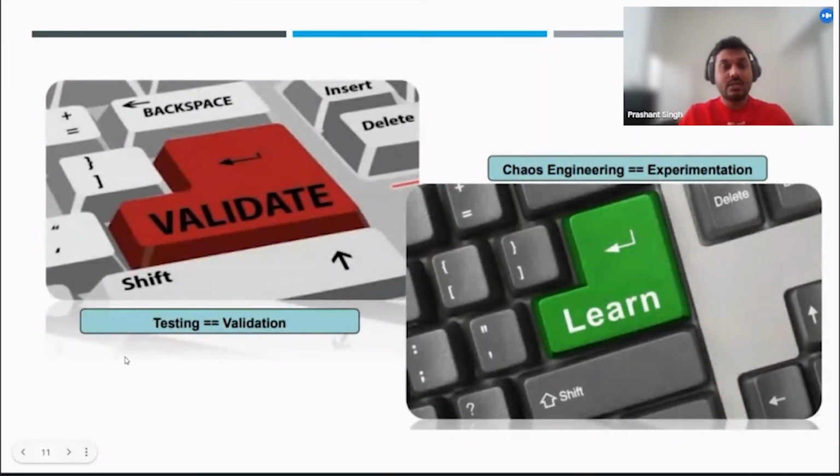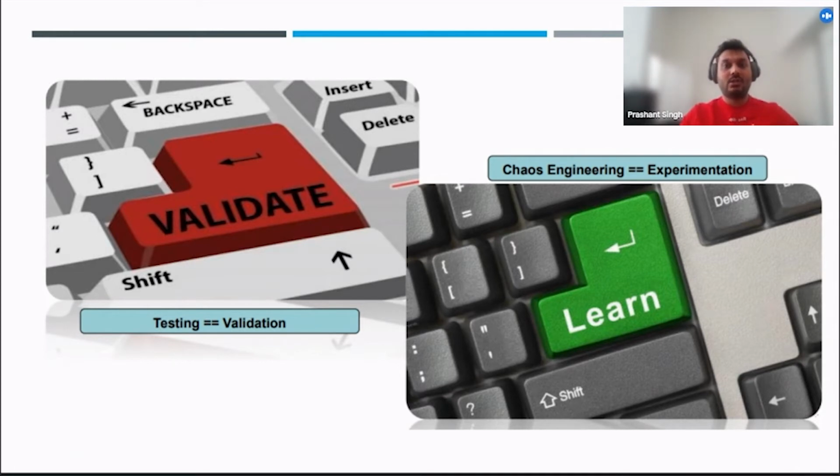Now, if I move forward, the main question which I had was, how is it different from testing? I searched in many places, and what I found is that testing is basically a kind of validation where you know this is the input, that is the output, and you validate it. But chaos engineering is all about experimentation, where you make a hypothesis. The hypothesis could be anything, right? Because you know your system, you can make some hypothesis, and then you do some experimentation which nobody has done.